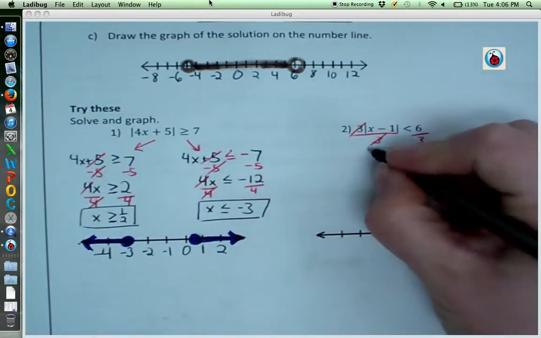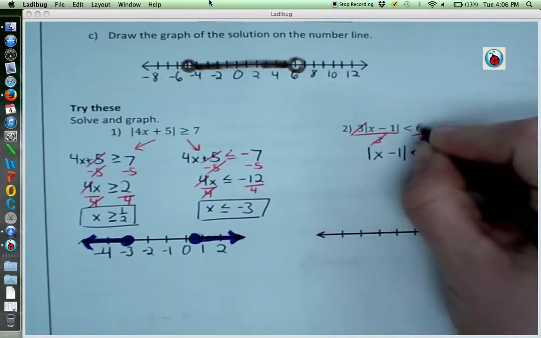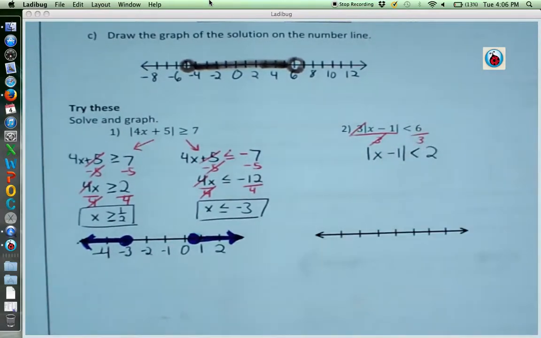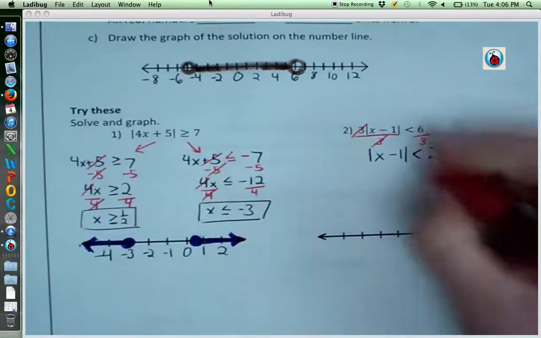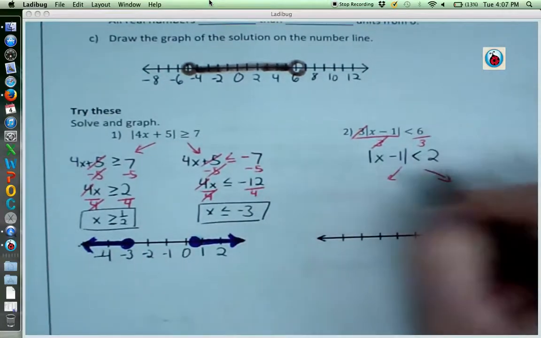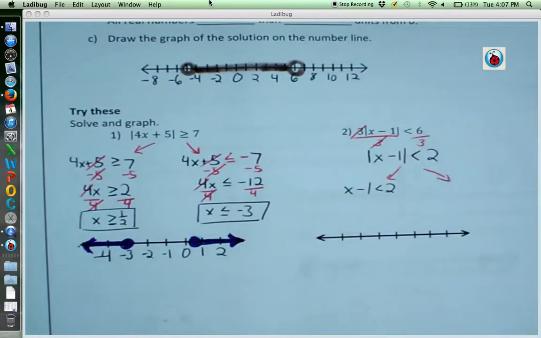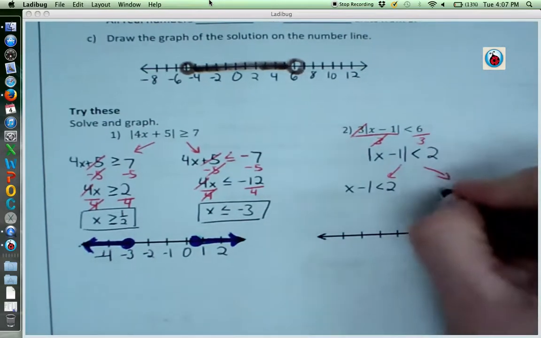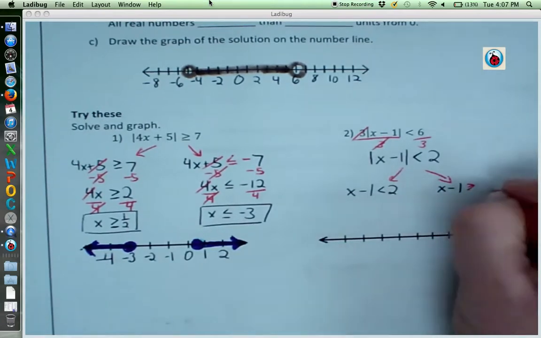This leaves me with the absolute value of x minus 1 is less than 6 divided by 3, which is 2. Now that I have the absolute value by itself, this is where I would want to split this into 2 different options. My positive option, which will look just like this equation, x minus 1 is less than 2, except without the absolute value sign. The other option will also have x minus 1. It's just going to have the sign flip around, and the 2 becomes -2.